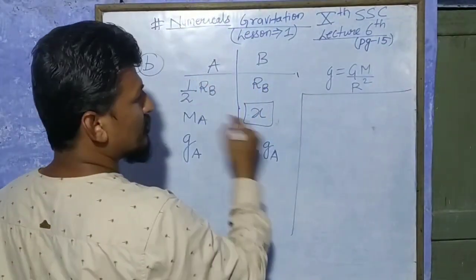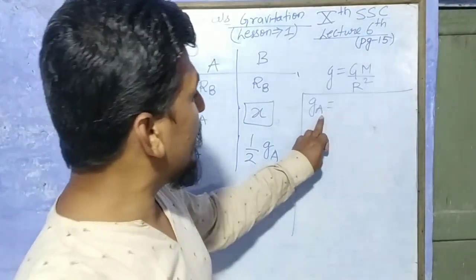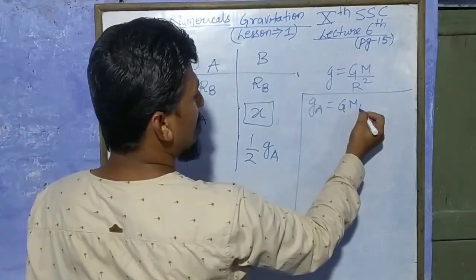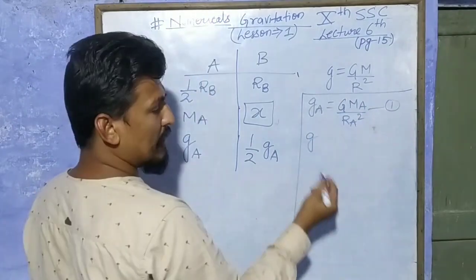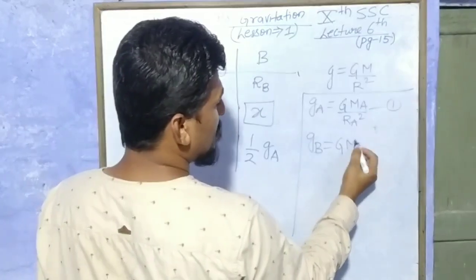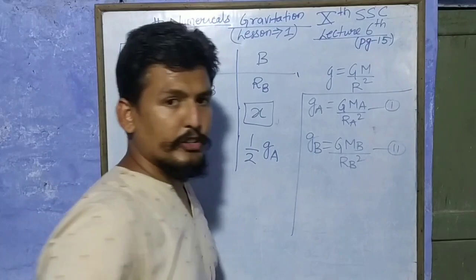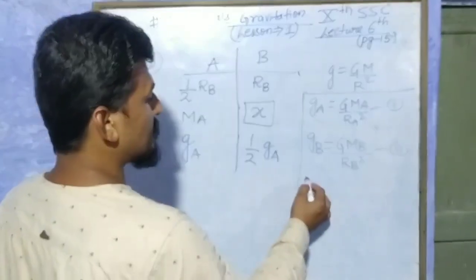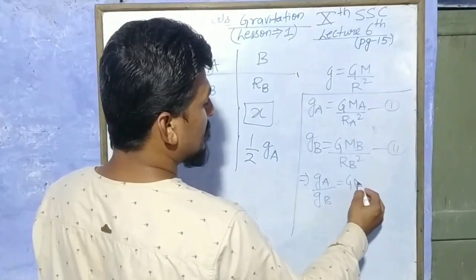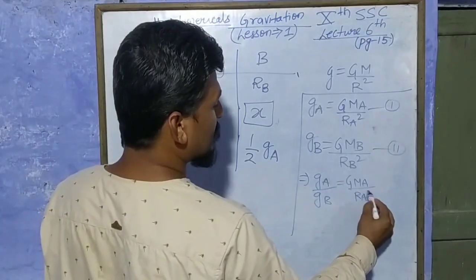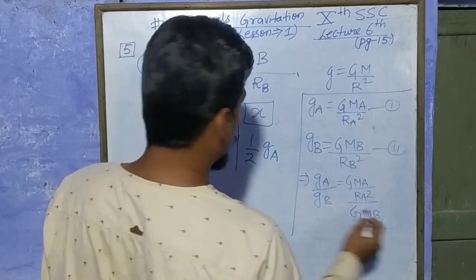Now take two conditions. GA, the acceleration due to gravity on planet A, is capital G MA by RA square. Make it equation 1. In the same manner, GB will be capital G MB by RB whole square. This is equation number 2. Just divide these. So GA by GB equals GMA by RA square divided by GMB by RB square.